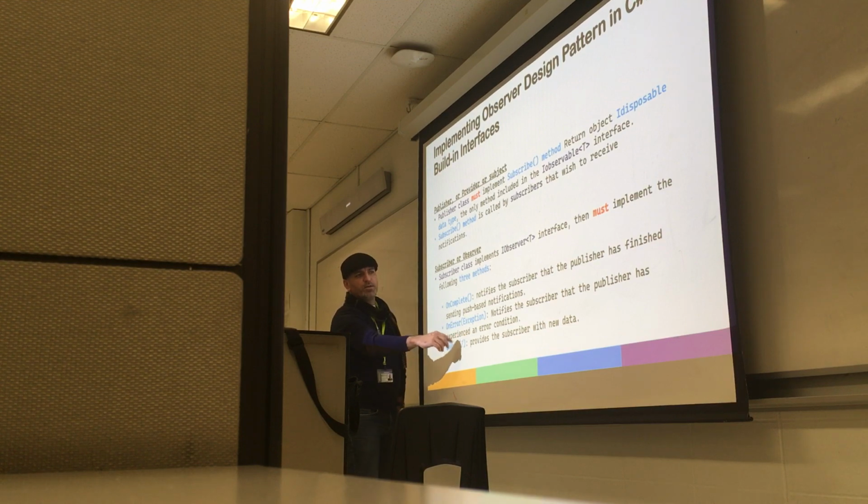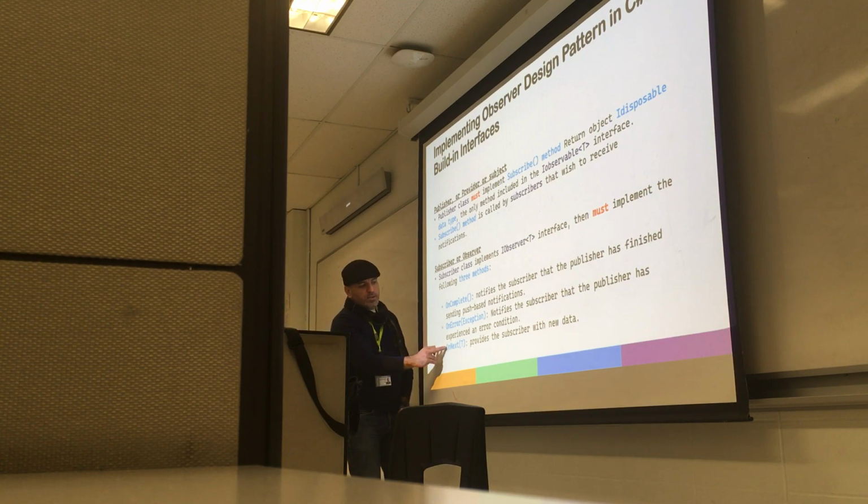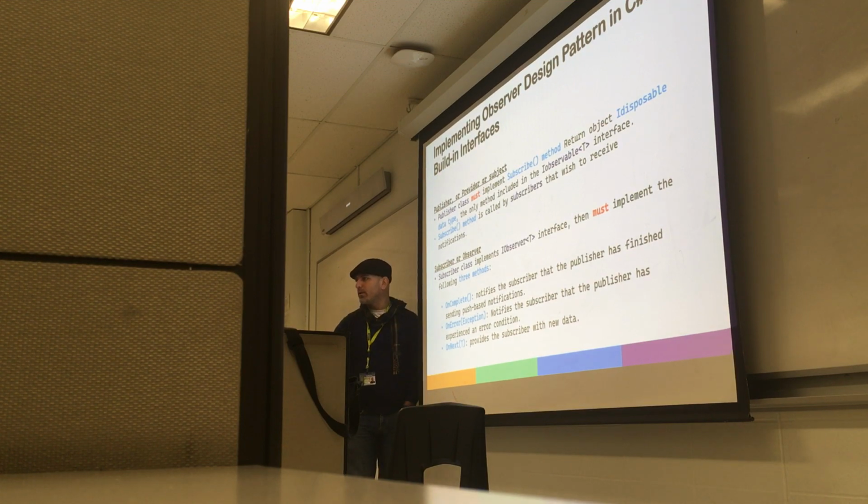OnError with an exception just notifies the subscriber if some error happened in the connection between the publisher and subscriber. This method is also very important. I need to implement this method, but without a body.